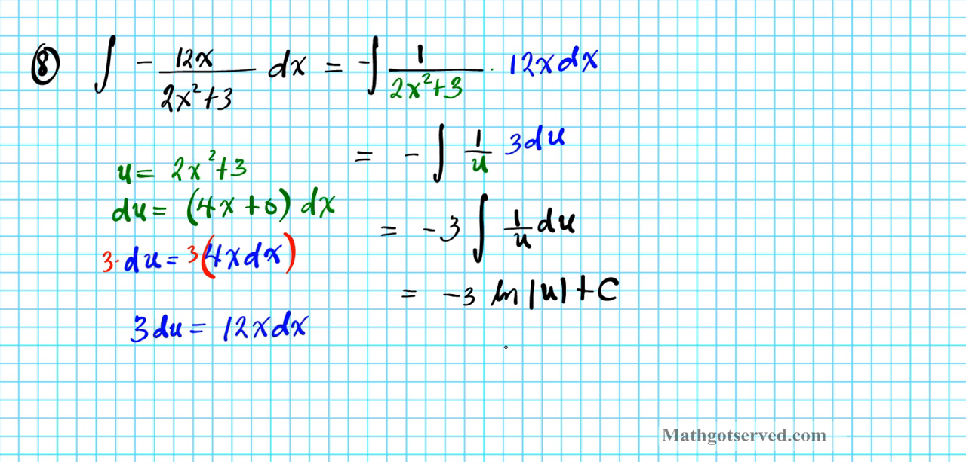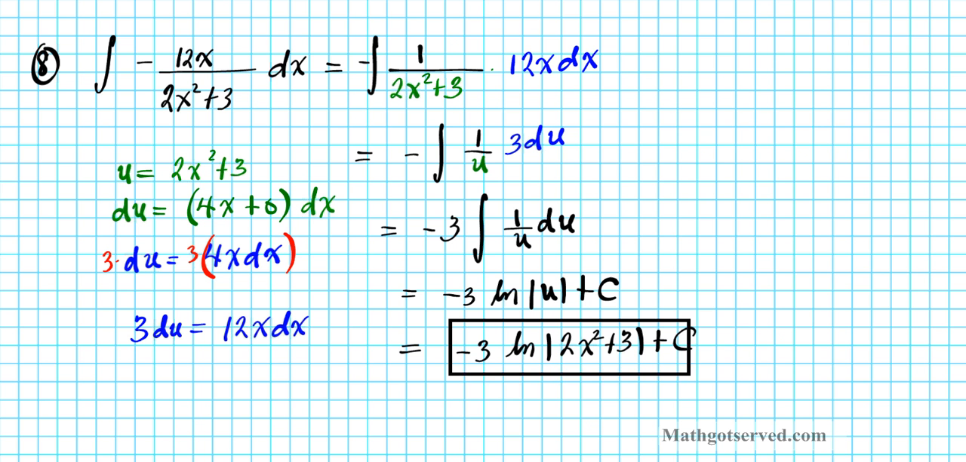Okay, now if you plug in the value of u back into our antiderivative, we're going to have the final result, negative 3 times the natural logarithm of the absolute value of 2x squared plus 3 plus the constant c. And there goes your final result.